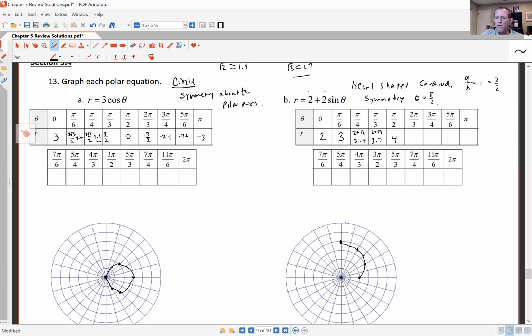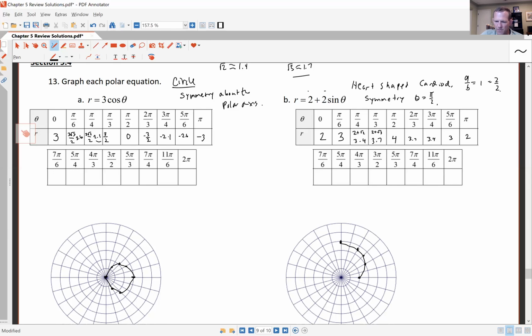All right, so now knowing that the sine of 2 pi over 3 is the same as pi over 3, they're both positive, root 3 over 2, we're going to get 3.7 for this one. We're also going to get 3.4 for this one, and 3, and then the sine of pi is 0. 2 times 0 plus 2 gets us to 2. So this is why we see we have symmetry about the line theta equals pi over 2.